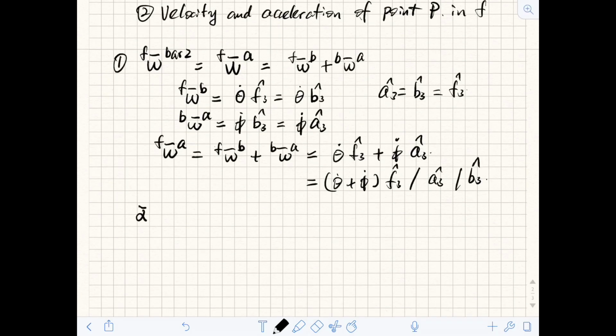Now to find the angular acceleration of bar 2 in F, it's the same as finding the angular acceleration of the A frame in the F frame, and it's equal to the derivative of the angular velocity of A in F in the F frame.